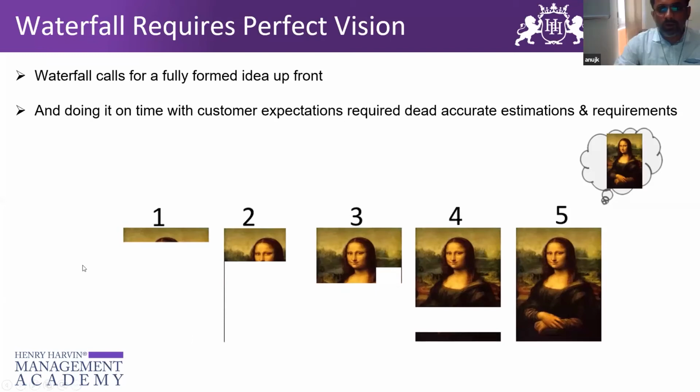Okay, so waterfall, as we see in the picture, requires the perfect vision. And to get that perfect vision, you should have the right set of customer expectations and accurate estimation after those expectations have been shared. This is basically the vision that is required when we are trying to build something on a waterfall model. The idea should be fully front loaded: okay, this is what we decided, this is how it looks. You have to be dead sure that this is our one project.